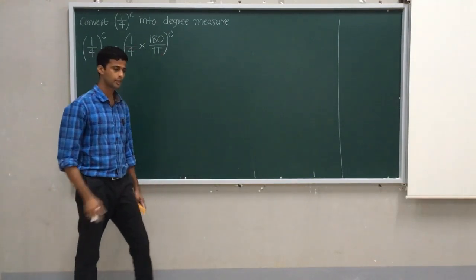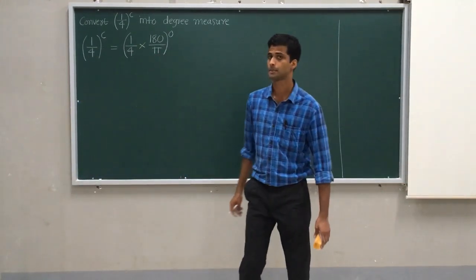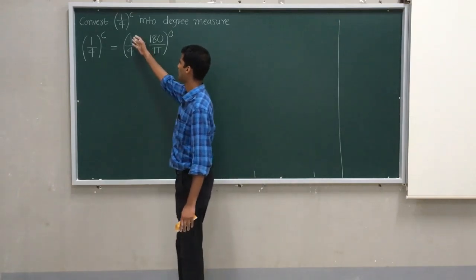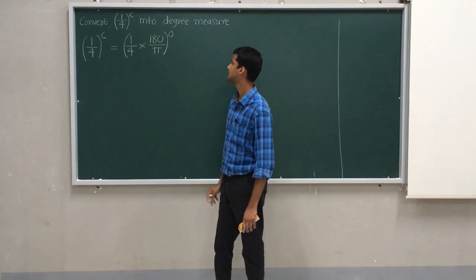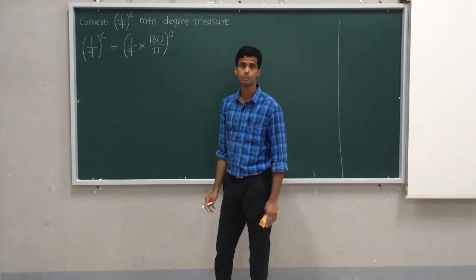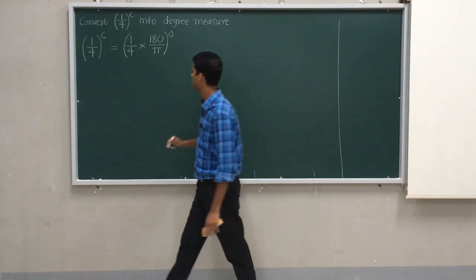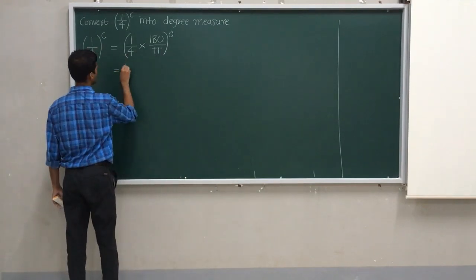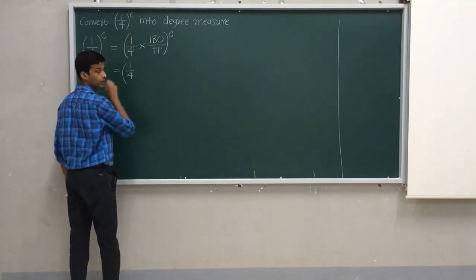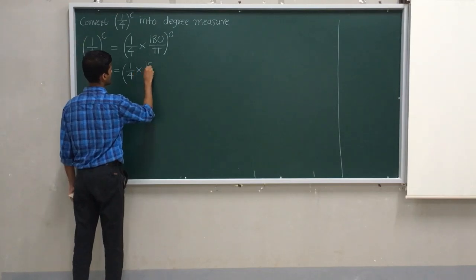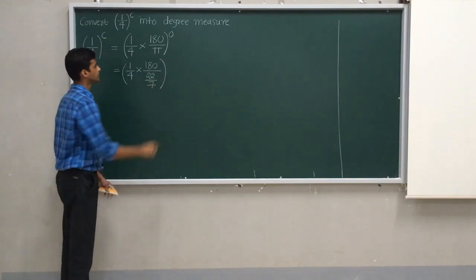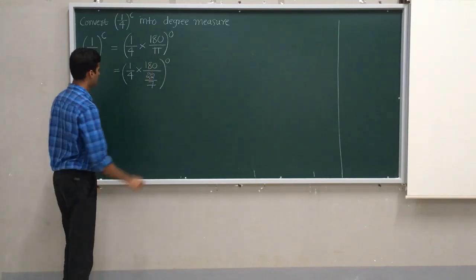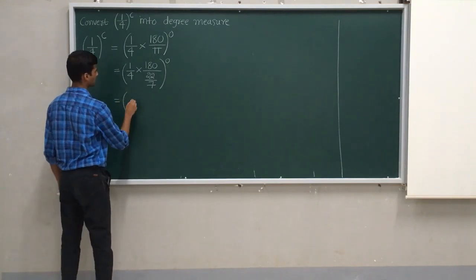What is the difference between this and the previous problem? In the previous problem, you had pi and you cancelled it. Here you don't have pi, so we need to make use of its value. So what I will do here is write 1 by 4 into 180 divided by 22 by 7 degree. Then in the next step, let me cross multiply.